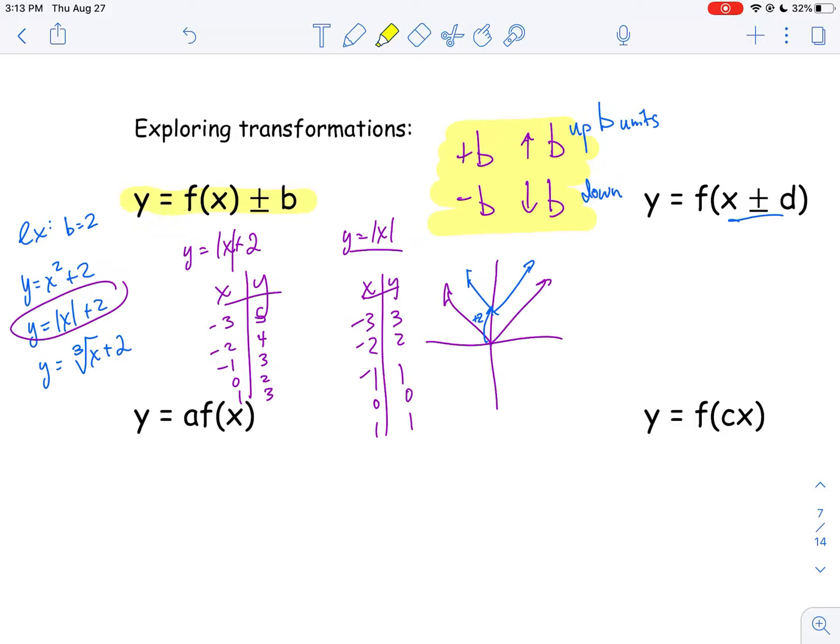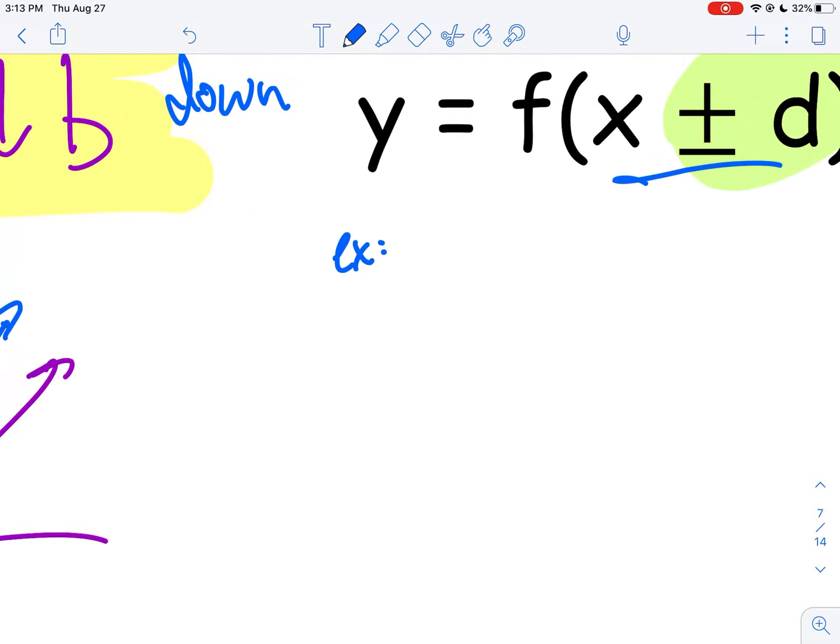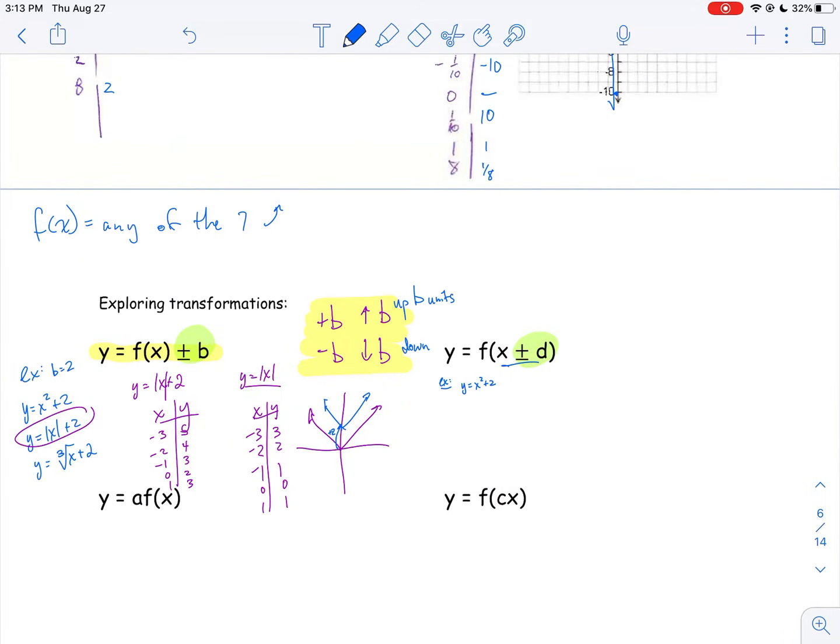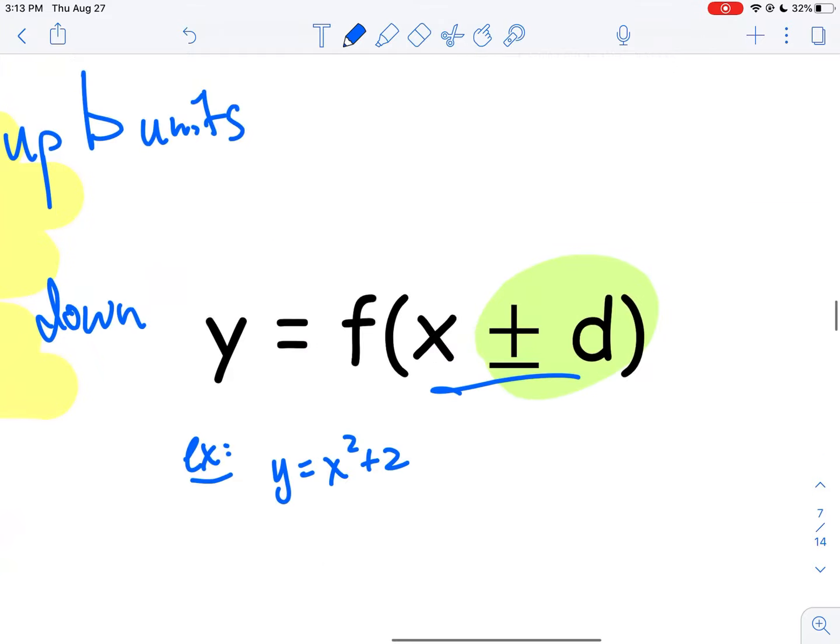Actually, I'm going to leave that yellow. The contrast here: plus b is on the outside, the plus d is on the inside. So what does that look like for a function? If I look at an example, before I said y equals x squared plus 2. And you see the plus 2 is on the outside of the function. It's not in the x value. Here I'm replacing the x value with x plus or minus d. So what I need to do here, instead of putting the 2 on the outside, I need to put the plus 2 with the x.